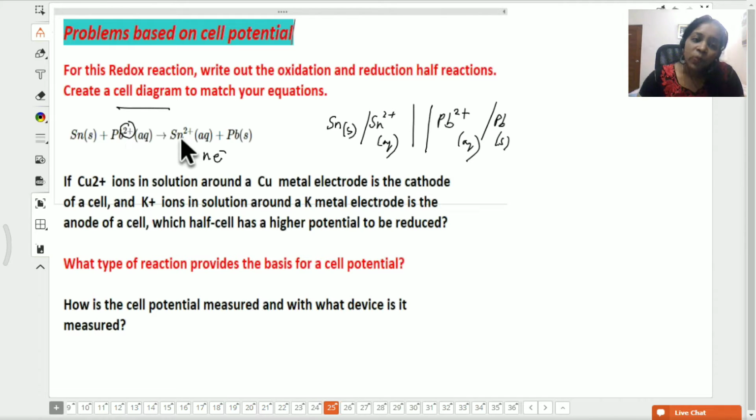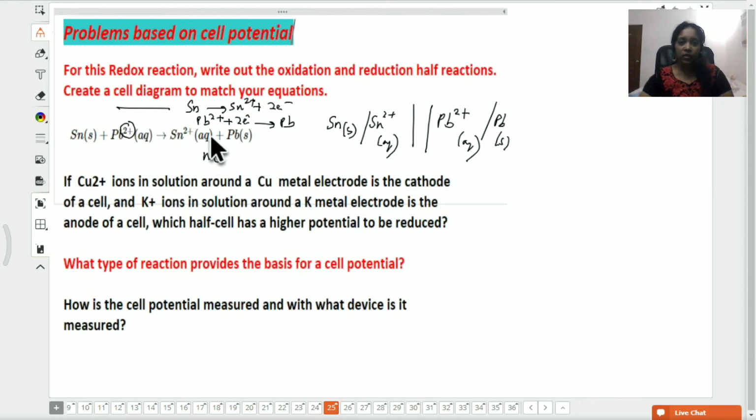So if you're seeing Pb2+, Sn2+, you have to get the idea that it is 2 electrons we're talking about. If you saw one charge, it's 1 electron, as simple as that. So I will just write Sn becoming Sn2+ plus 2 electrons. That would be my oxidation half cell. And Pb2+ is adding 2 electrons, giving Pb. That would be my reduction equation. Clear? So that's how we get all this. I hope all of this is absolutely clear.